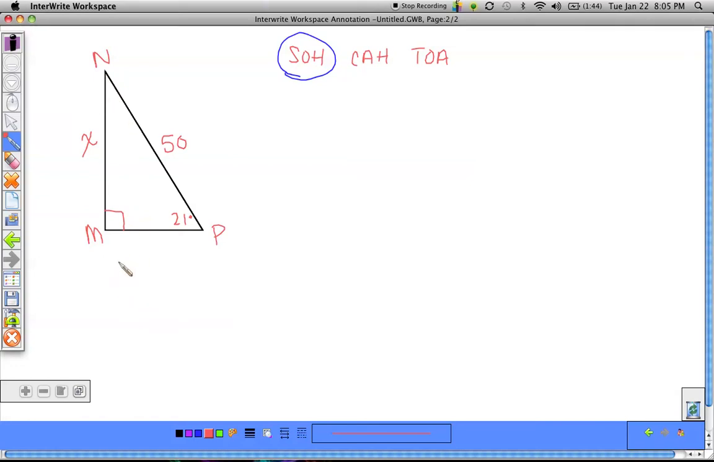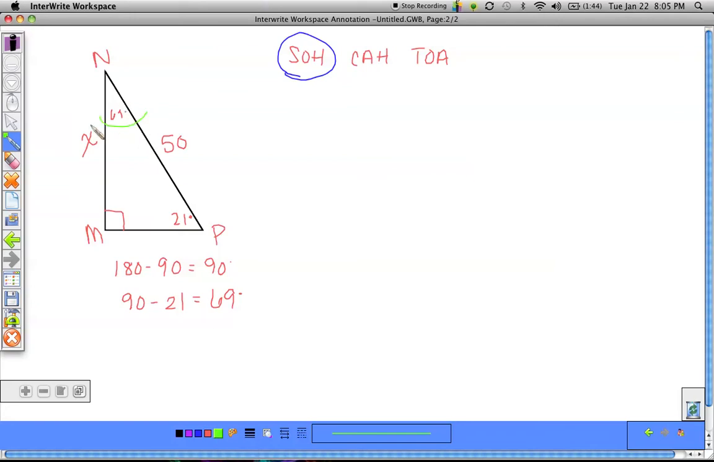So we know that the internal angles have to add to 180, and we already know that m is 90 degrees. So we only have 90 degrees left over. Well, now we know that p is 21, so we know that n has to be 69 degrees. So n is 69 degrees. So now, using the value of n, we can solve using something else.